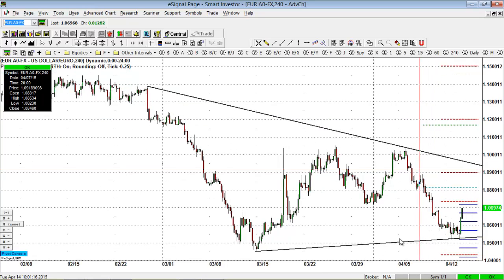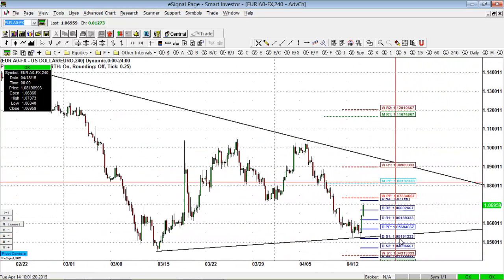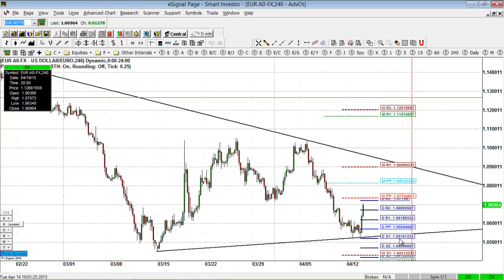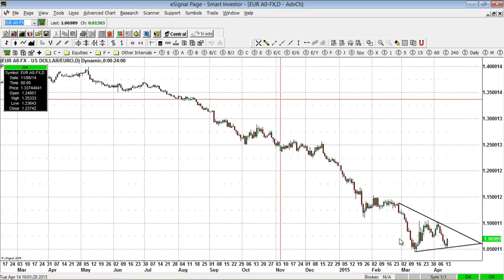So support in the market is at that 105 level, and resistance, you could even see the market rally as high as 109 and retest this trend line. We just have to wait and see.